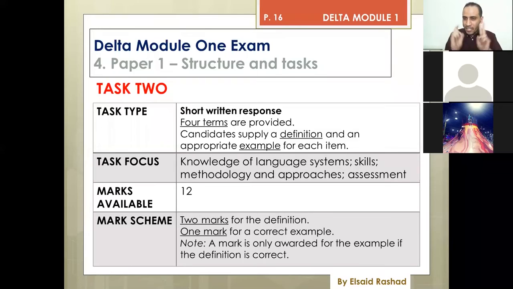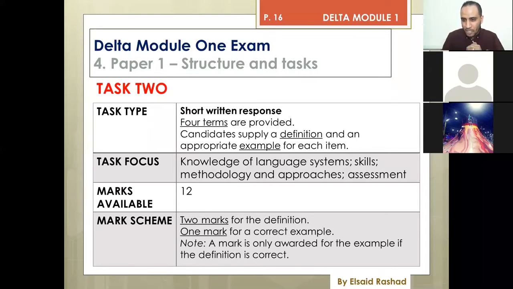And here you must be careful. If you provide a correct example, but the definition is incorrect, then you will not get the mark for the example and you will get 0 for this one. So in order to get the mark for the example, you need to get the 2 marks for the definition first.